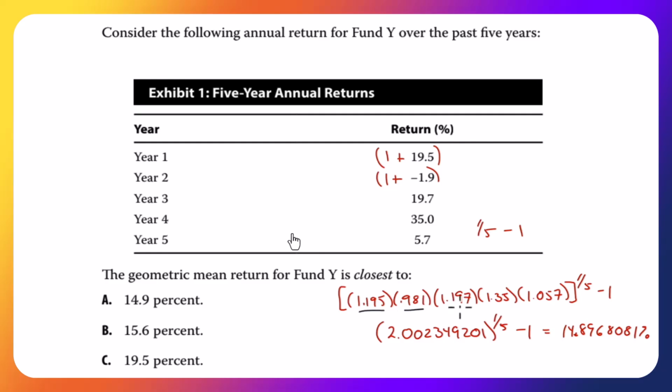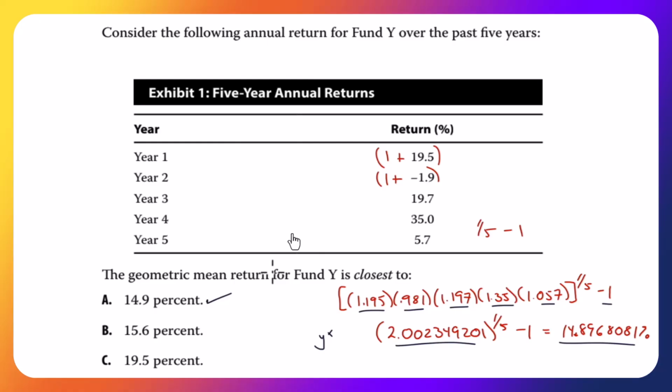here. There are the 5 returns added to 1. Take the fifth root, subtract 1. You should see this on your calculator. Use the y to the x key. Type in 0.2, because 1 over 5 is 0.2. Subtract out the 1. This is what you get, 14.896. We can see it's closest to 14.9.